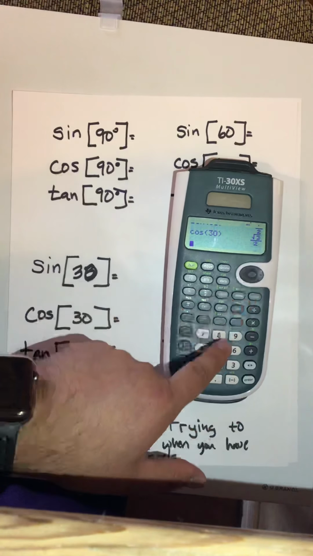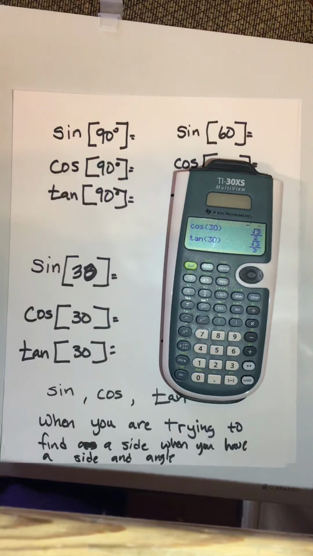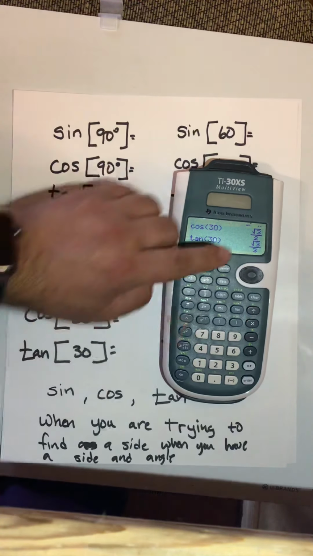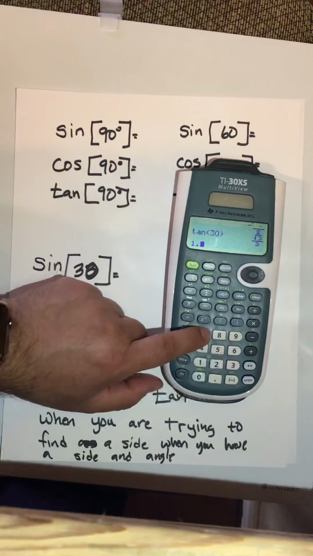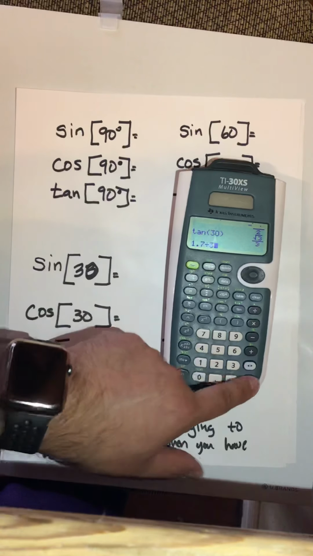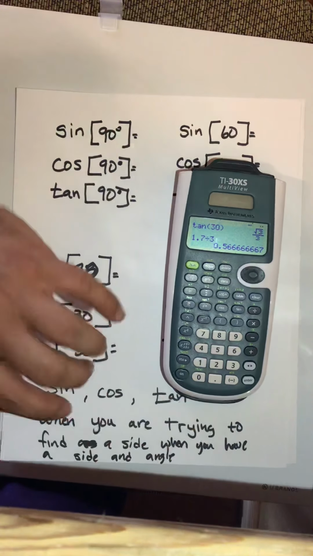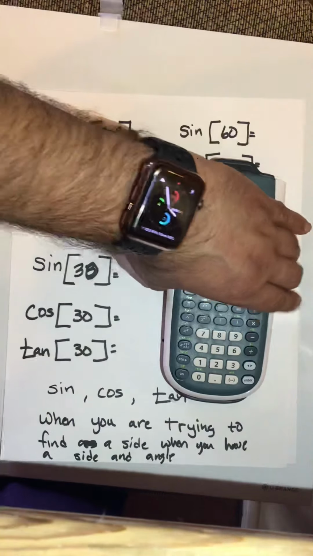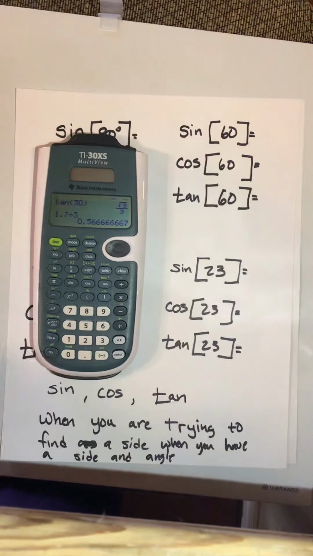Let's clear, and let's do the tangent of 30 degrees. Again, this one's square root of 3 divided by 3, which is about 0.577. So these are just values, just numbers. Like I said, I'll talk about this more in the next video. But in your homework, you're going to be asked to find the value of this angle. This is all you have to do.